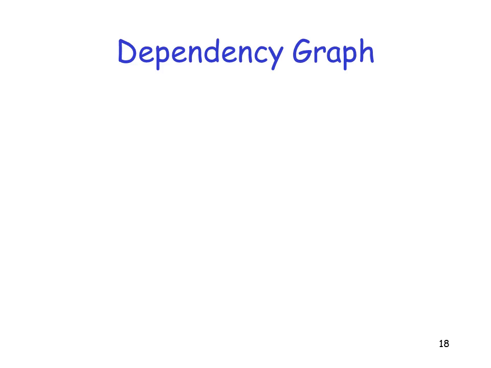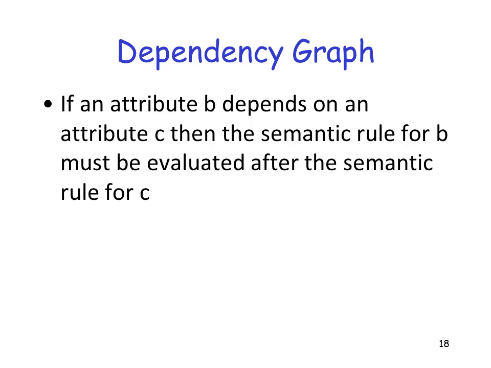Initially we can discuss more about the dependency graph. Dependency means if attribute B depends on an attribute C, we have to ensure that the semantic rule for B is evaluated only after evaluating the dependent one, the semantic rule for C.